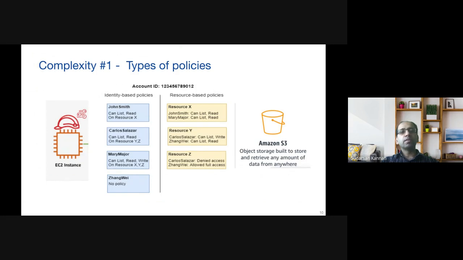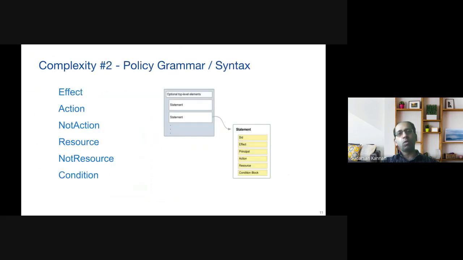The second one is around what I describe as policy grammar, right? If you drill deeper into policies themselves, any type of policy, like we talked about identity policy, resource policy, or session policy, or service control policies. There are different types of policies. Every policy has a specific statement. So what you see here gives you a crux of what goes into defining a policy, right?